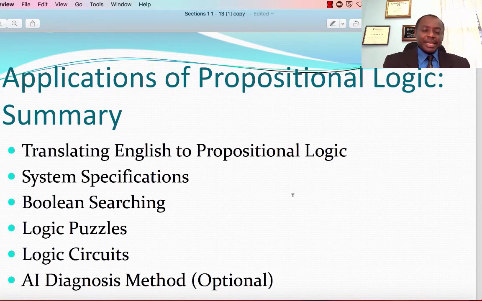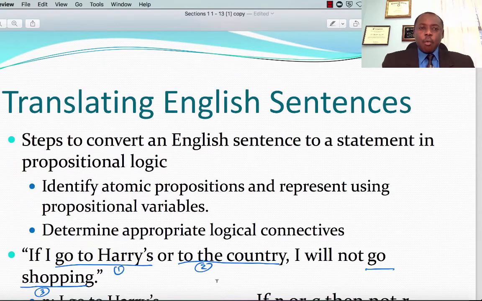Objectives. We shall be interested in the following subheadings: translating English to propositional logic, system specifications, Boolean searching, logic puzzles, and logic circuits. We would end right here and not treat the optional subsection. So number one, translating English sentences. How do we translate from the Queen's language English to propositional logic?